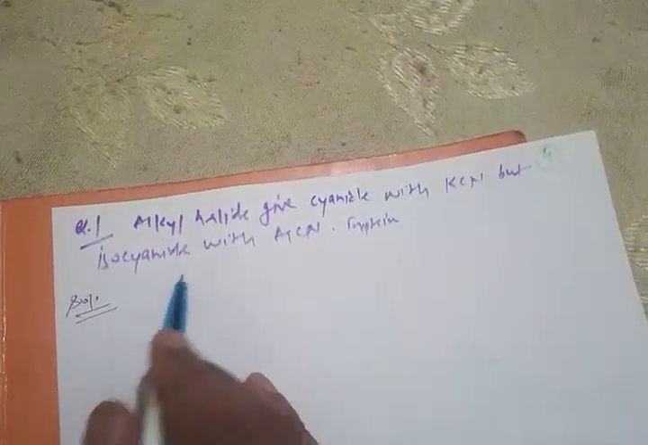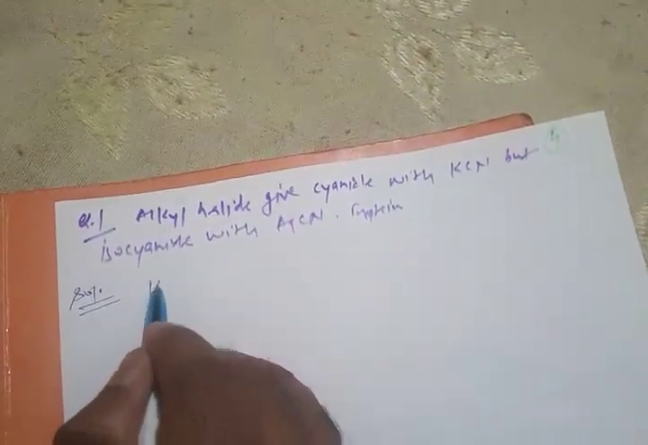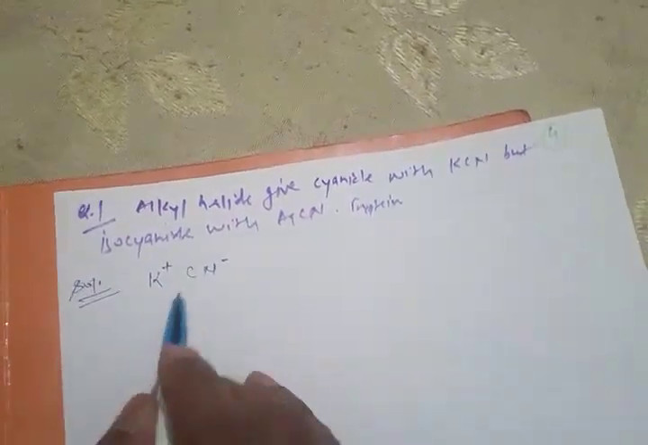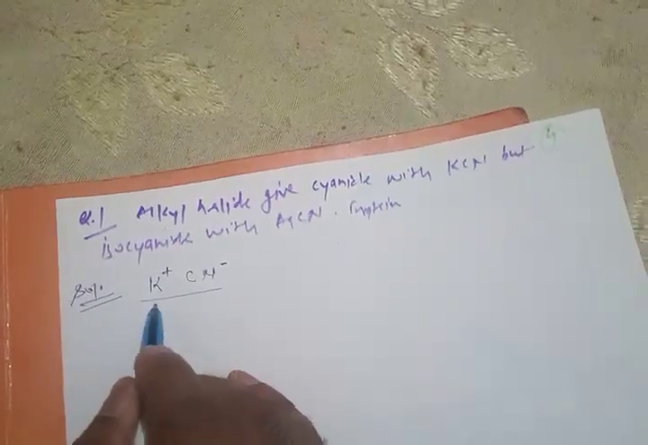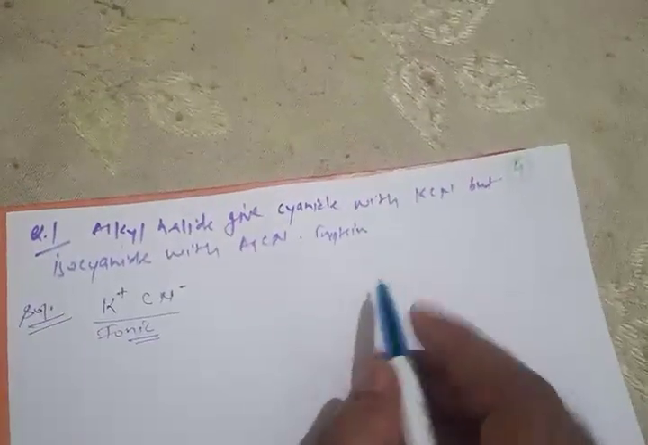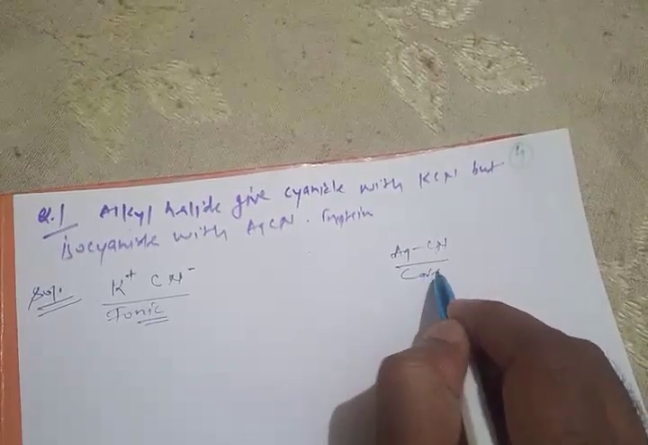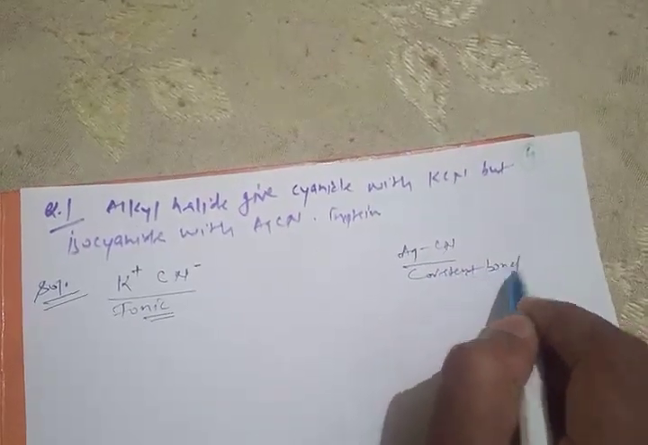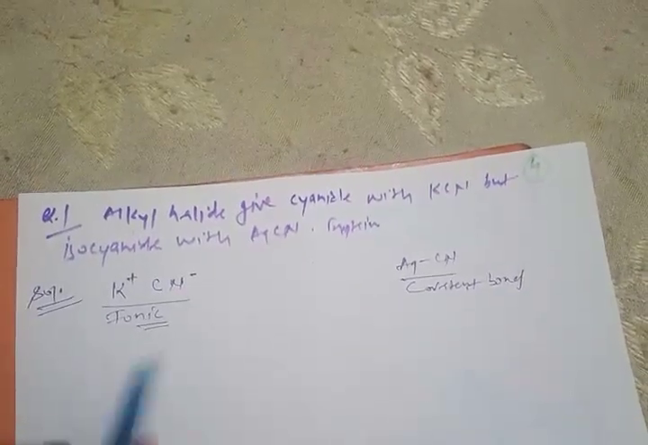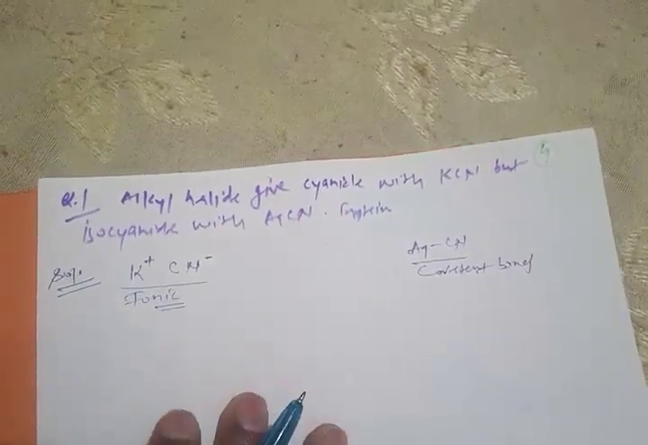See, if you look at KCN, it is K plus and CN negative. This shows that it is an ionic bond, no doubt about that. In the case of AgCN, it is a covalent bond, so the bonding is correct. This is ionic, this is covalent. But there is one more thing we should keep in mind.